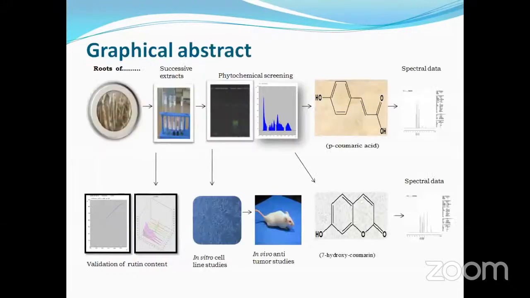Okay. Next, I have shown a simple graphical abstract. Lots of graphical abstracts were shown by Mr. Karthikeyan. It is a very simple graphical abstract. It's the root of some plant material, and it is pharmacognosy work. So we have taken successive extracts, done the phytochemical screening, and then done the spectral data confirmation.